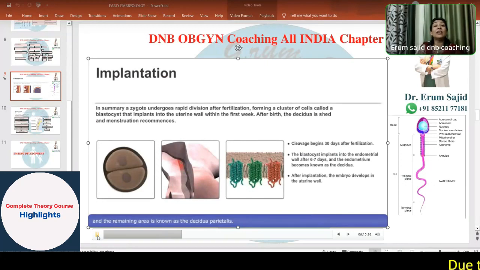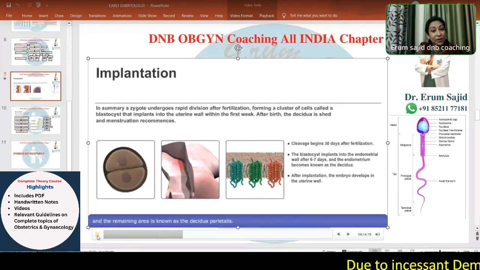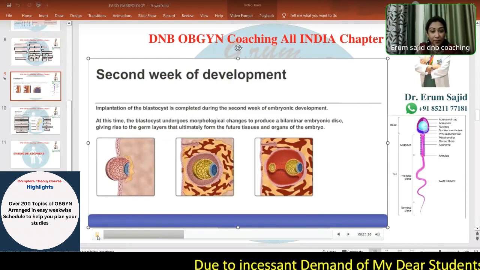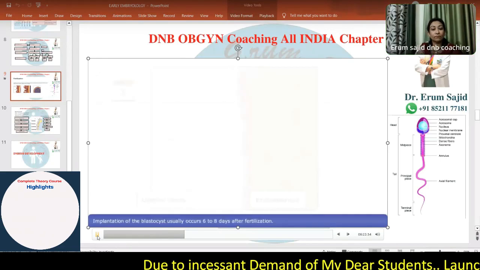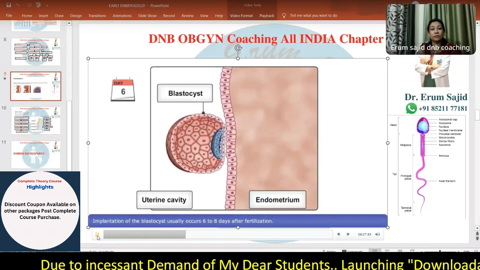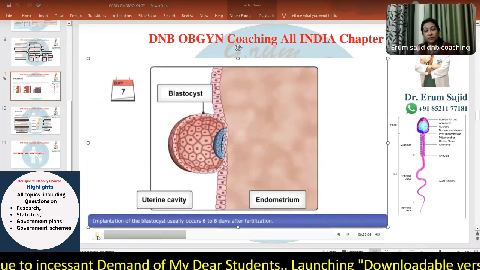We'll start with implantation proper. What happens, how exactly implantation takes place, and what are the changes happening to the blastocyst at this point. The second week of development, okay? Implantation of the blastocyst usually occurs 6 to 8 days after fertilization.